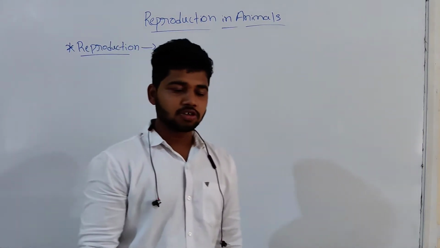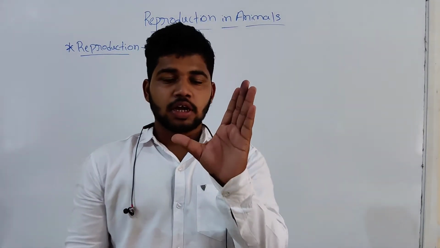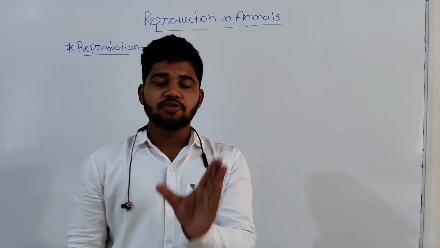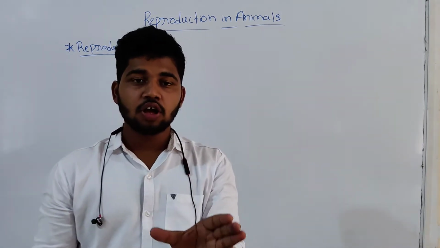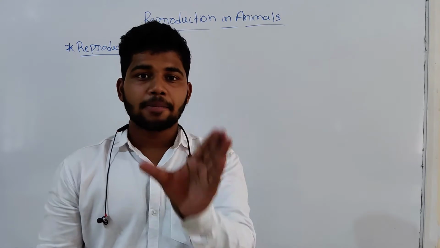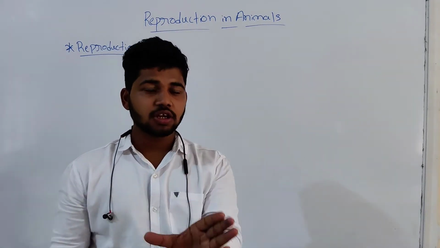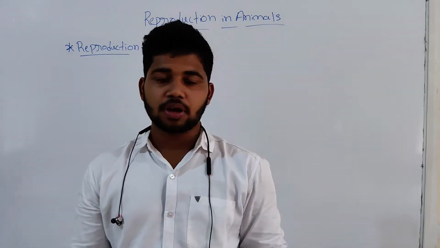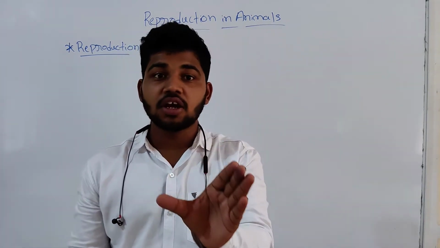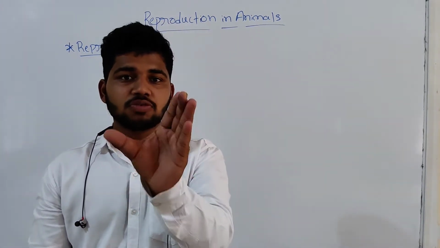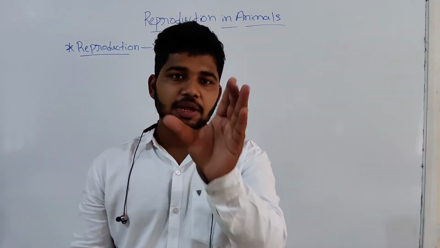The first definition of reproduction is: reproduction is a biological phenomenon in which offspring or new individuals are produced from the parents. What is meant by reproduction? Reproduction is a biological phenomenon in which offspring or new individuals are produced from the parents. It is called reproduction.